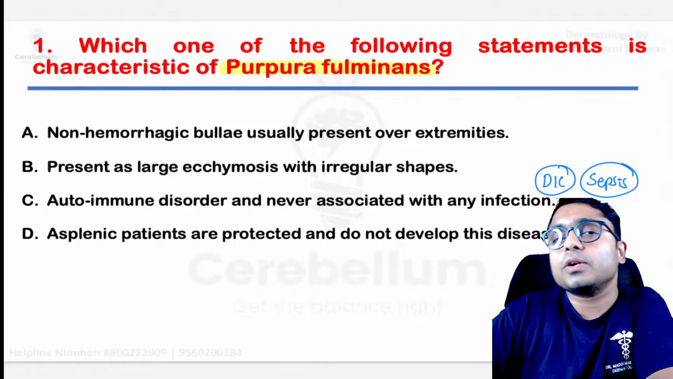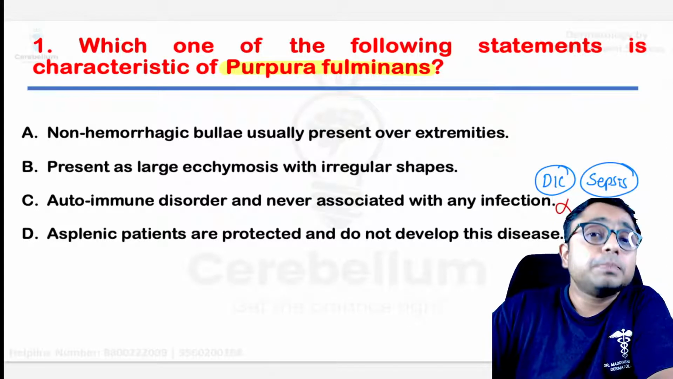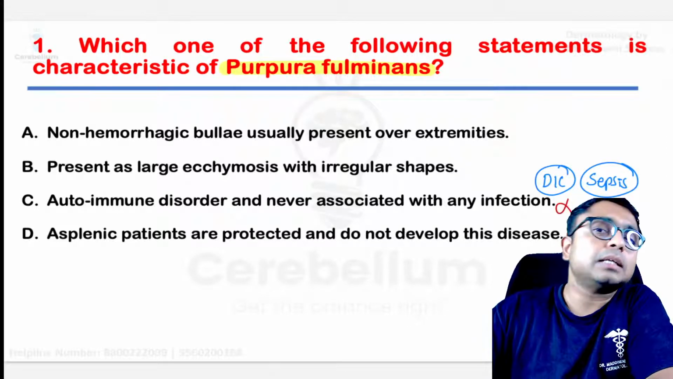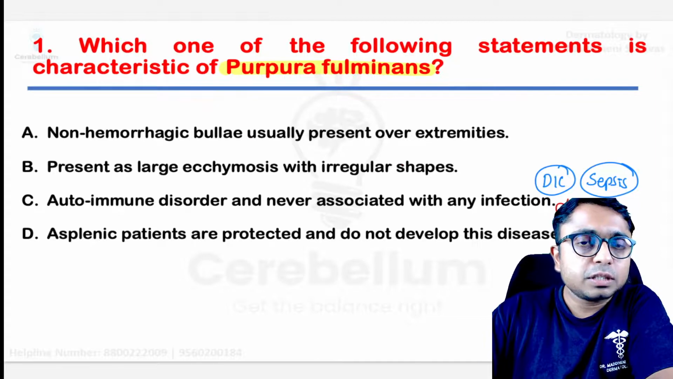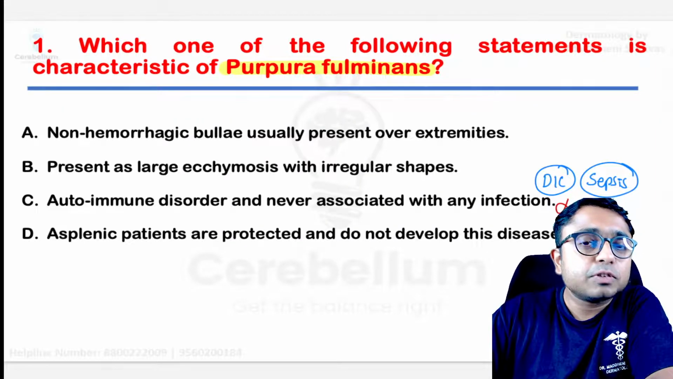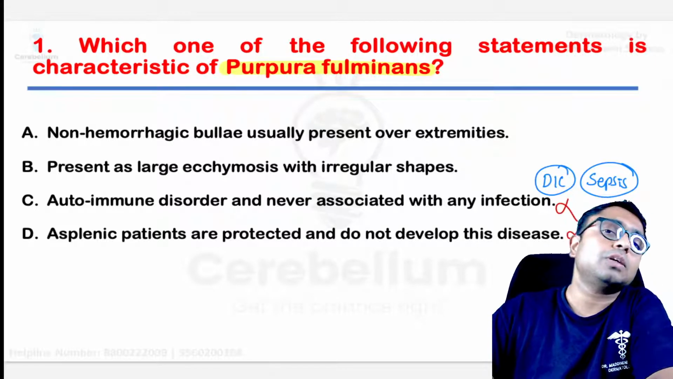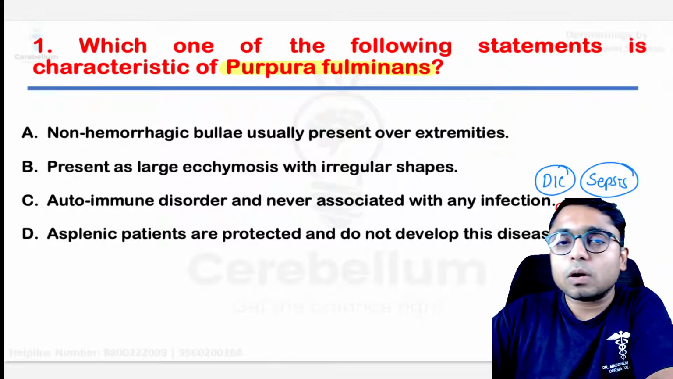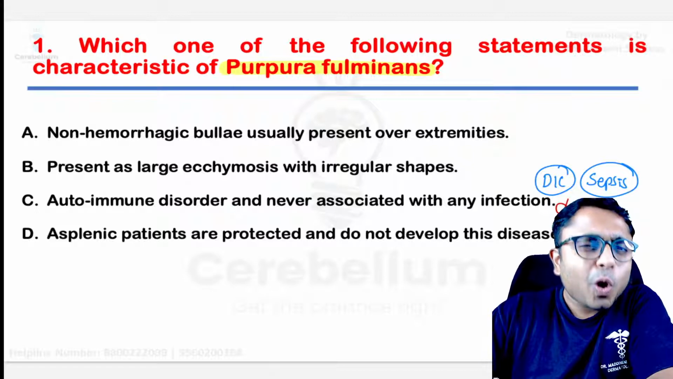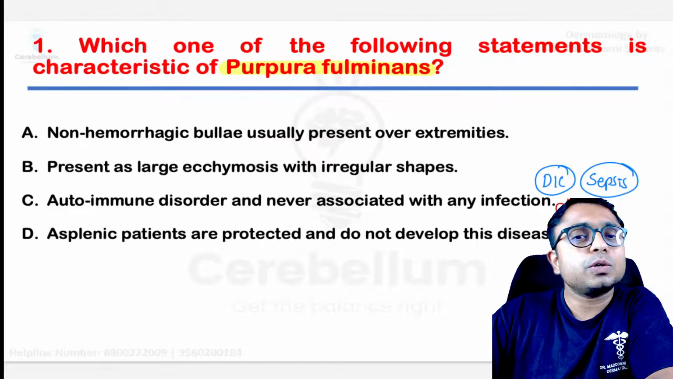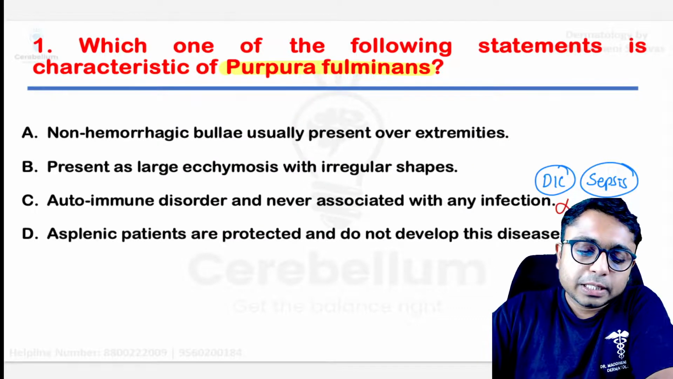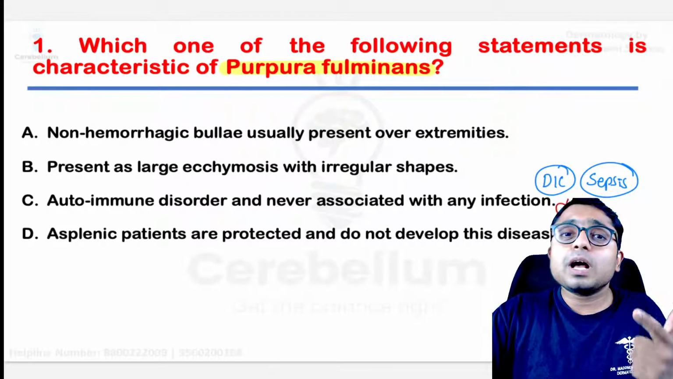I know that you all have this concept that asplenic patients are at increased risk of developing infections with organisms which are capsulated, like for example Neisseria meningitidis and Streptococcus pneumoniae. So D is also wrong. Option A says non-hemorrhagic bullae usually present over extremities. So remember students, petechiae, purpura, ecchymosis.